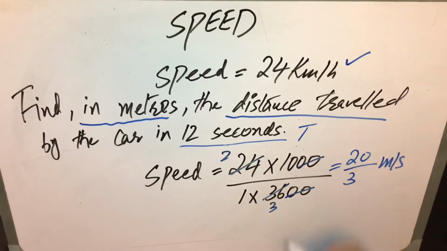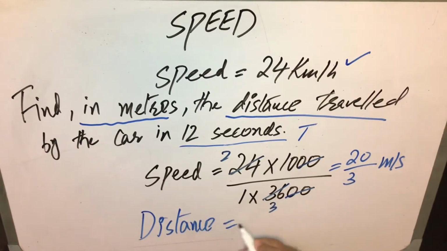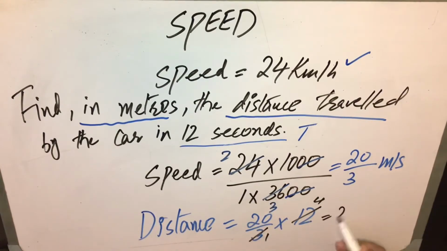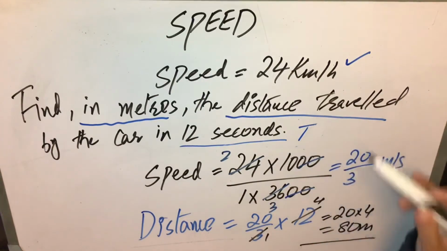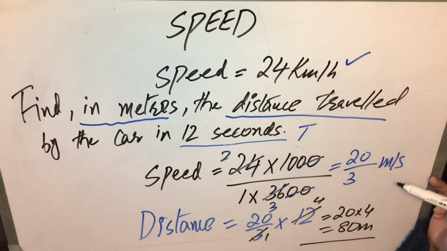And my time is 12 seconds and I have to find the distance. So distance is the product of speed and time. This is my speed and this is my time. I find one more cancellation here. 3 times 4 is 12, so 20 times 4 is 80 meters is the distance. Distance in meters is 80 when the time is 12 seconds and speed is 20 by 3 meters per second.